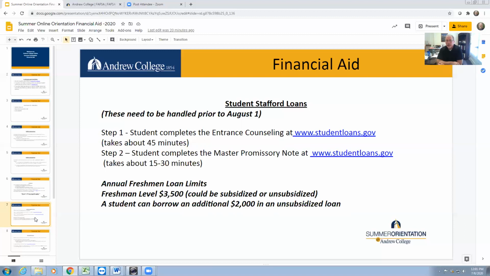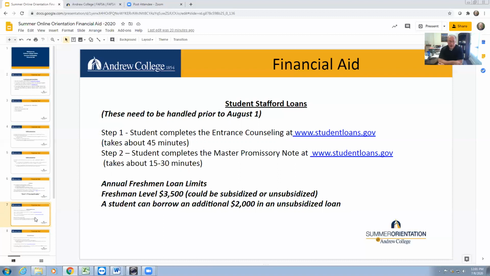Freshman loan amounts, a student can take up to $3,500 in a subsidized or unsubsidized loan. Whether it's subsidized or unsubsidized depends upon the student's expected family contribution. And you would take the cost of attendance to the school. In our case, we also consider things like books, living expenses, travel expenses. So it's a figure between $34,000 and $35,000. You subtract out the expected family contribution. What's left over is the financial need.